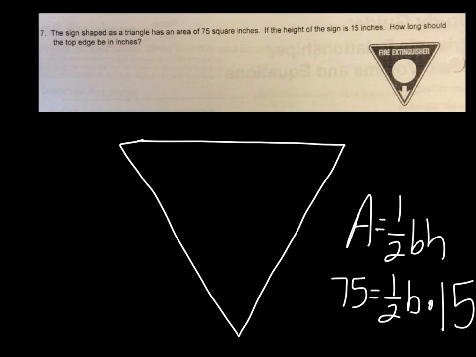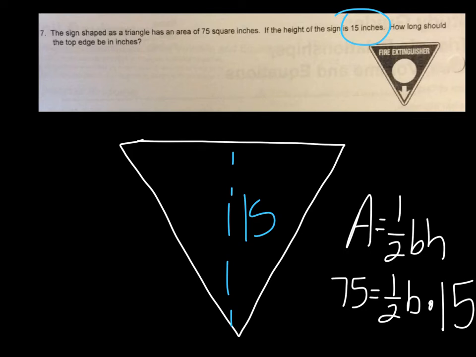Number 7. The sign shaped as a triangle has an area of 75. So we know that the area equals 75. If the height is 15, how long should the top edge be? So we know the height is 15, and we know the area equals 75, so we're looking for what this could be. A big mistake that I saw people making is that they were saying 15 times 5 equals 75, so they thought it was 5.